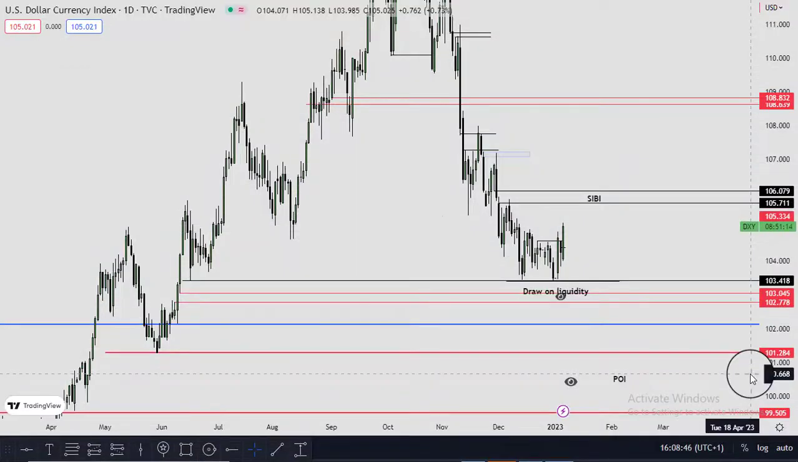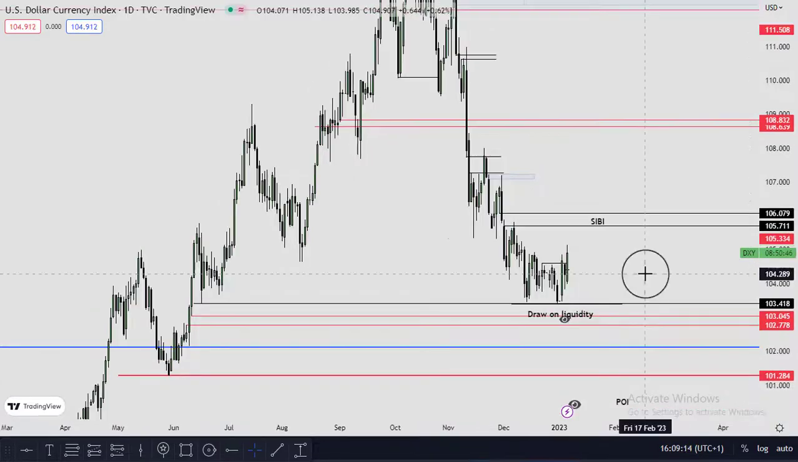Forex traders, you're welcome. This is Kari's Trading Institute, and today I'm going to show you how I caught about 150 pips on GBPUSD. Guys, you know me as usual.